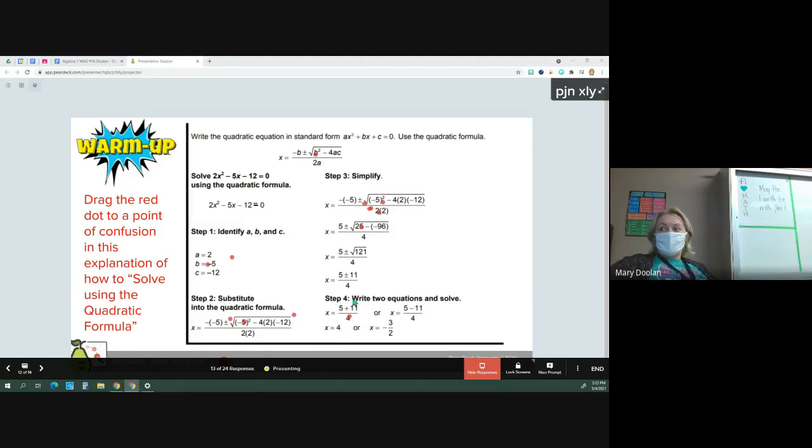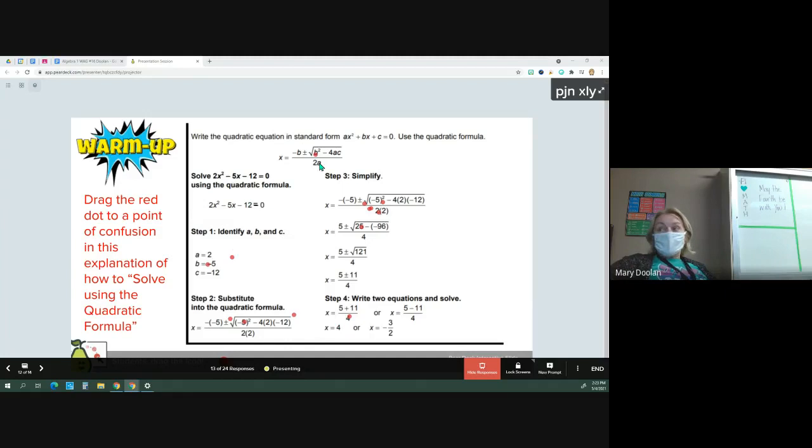So some confusion here. How does this turn into 4? Well, 5 plus 11 is 16. 16 divided by 4 is 4. You simplify this side, we get this. So these are the 2 solutions to this quadratic equation here.